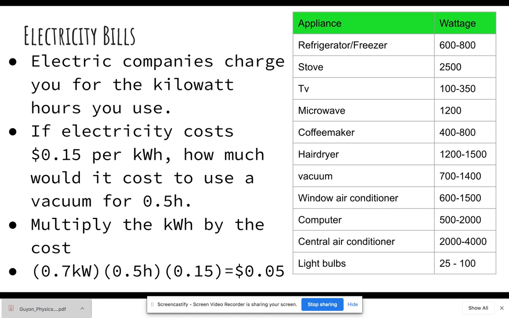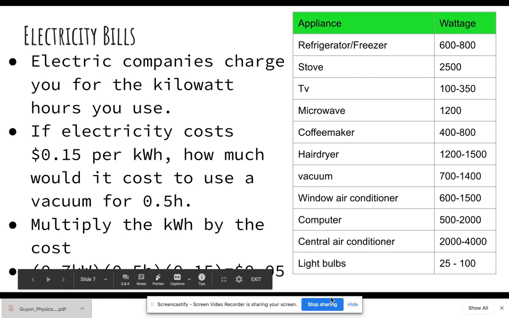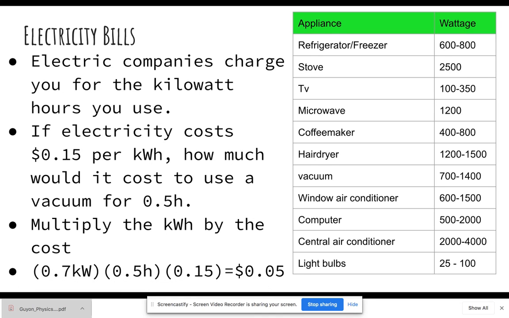So yeah, it's 5 cents. Not much, but there's a lot of devices in our houses that are using a lot of electricity a lot of time. So, every time you turn on your light bulb, might be a few cents, but if you leave it on, it's going to be more and more.